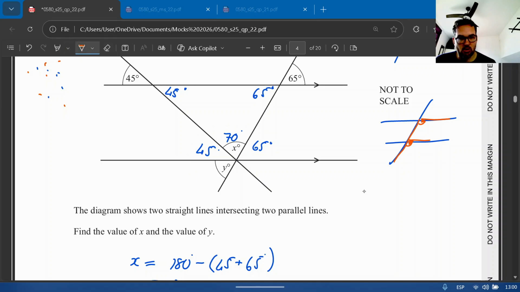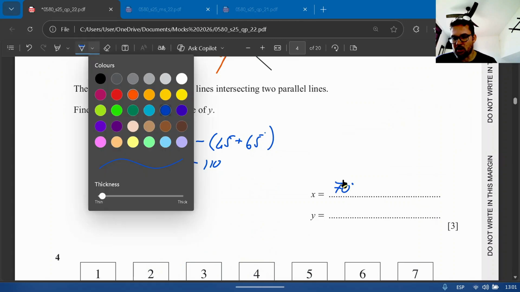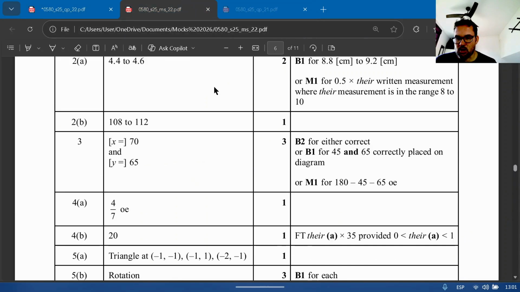Now again, we can do angles on a straight line to get y, but I think even quicker is look for this corresponding. There is an F here pointing the other way like this, which means 65, 65, or opposite. There are many ways to find that angle, meaning that is 65. Let's look at the mark scheme.